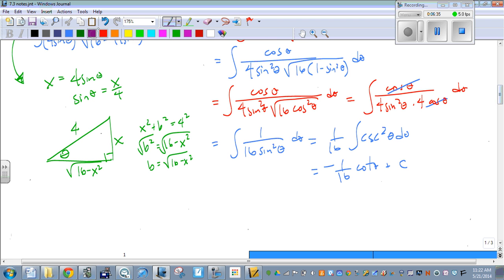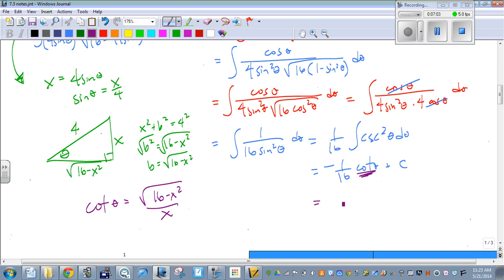So our answer over here was negative 1/16 cotangent of theta plus c. Well, we need to replace cotangent of theta. So we look at this drawing. Here's theta. Cotangent is a reciprocal of tangent. Remember, tangent is opposite over adjacent. So cotangent is adjacent over opposite. So that's going to be square root of 16 minus x squared over x. So that's what cotangent is. We're just going to replace this cotangent with that.